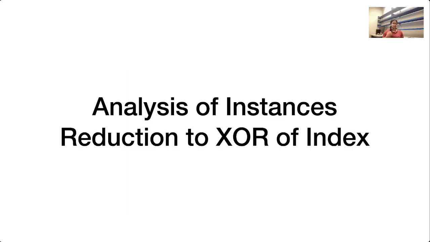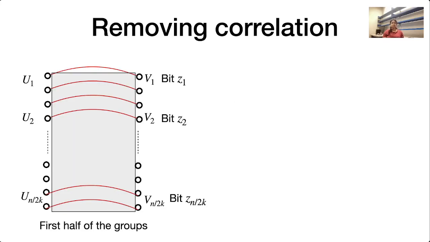After this, I'm going to look at analyzing this instance and reduction to XOR of index very briefly. So as we said earlier, all the bits in the first half, Z1, Z2, and so on till Zn over 2k, are going to be the same, right? What an algorithm should do to solve this NGC instance is find one such bit, because it will tell it whether these cycles are of length k or length 2k.